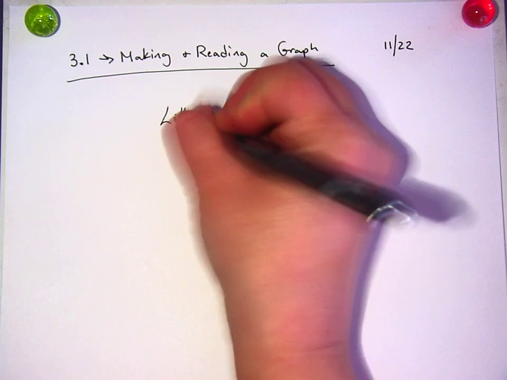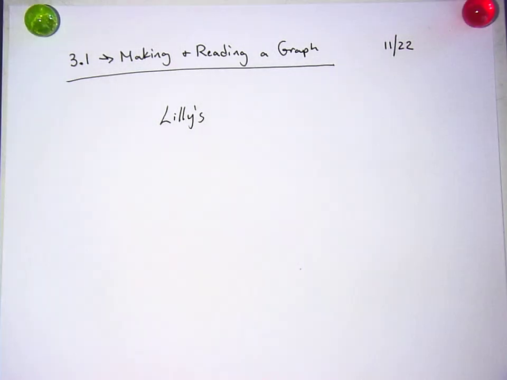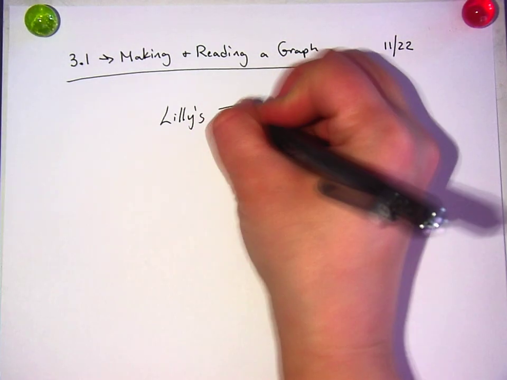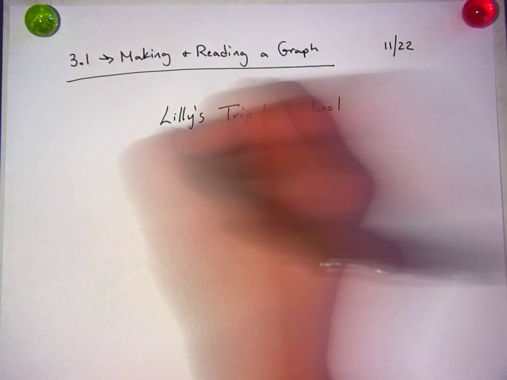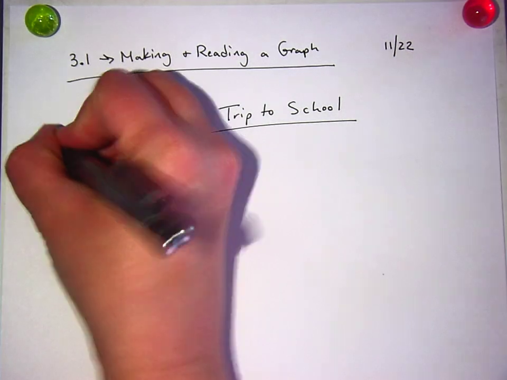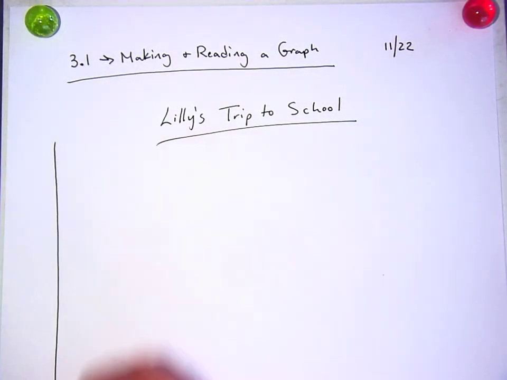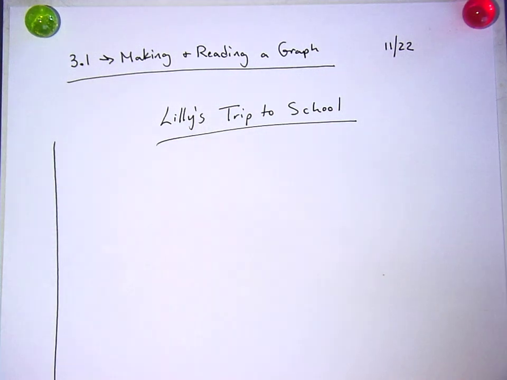Two. Lily's, I do have it right. Trip to school. Hey, everybody, put this at the top. This is the label of our graph. This graph is going to be almost the whole piece of paper.